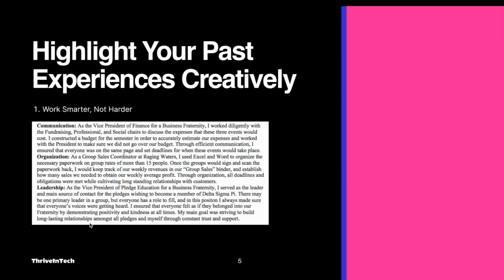So now in the cover letter, you need to also highlight your past experiences. And the first one is work smarter, not harder. We all know what that means. That is, don't just bombard your cover letter with a lot of things, right? Make sure you are strategic with it. Make sure you go straight to the point and still deliver the best result, right?